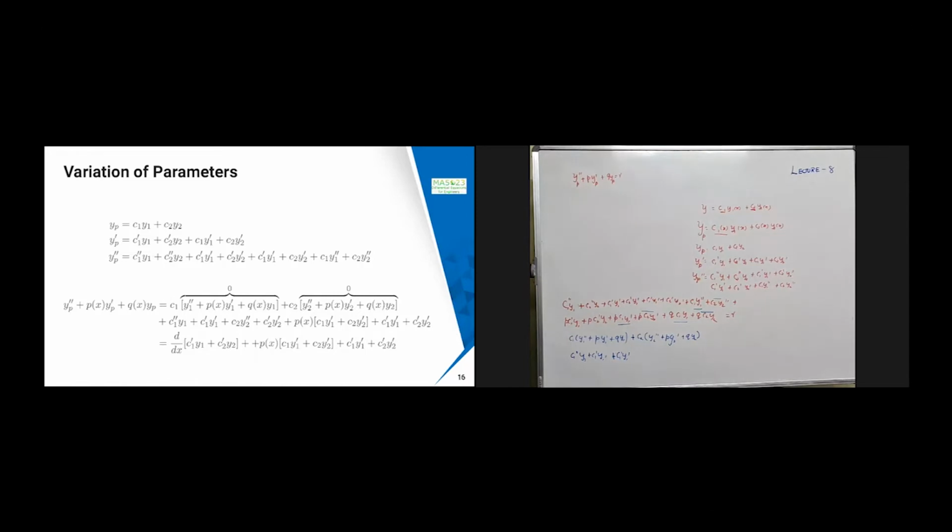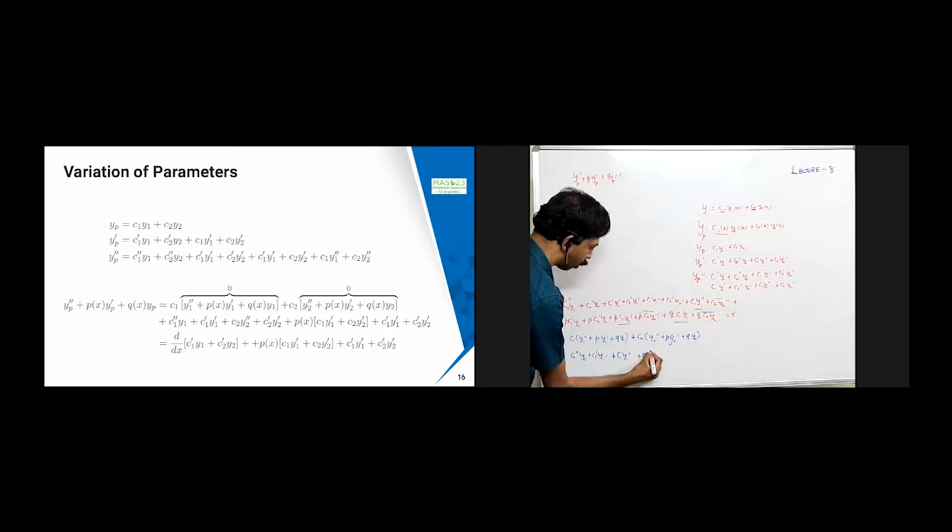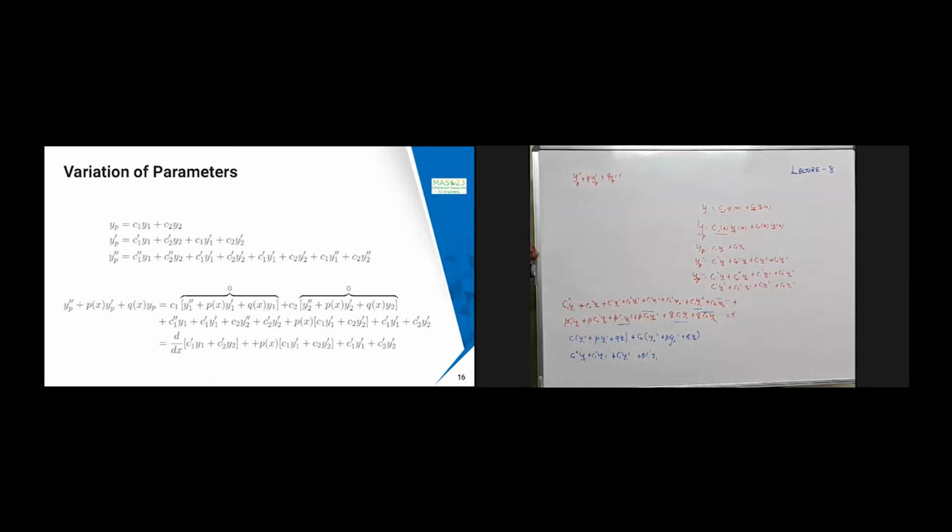And then I have this one, p c1' y1. So I'm going to have p c1' y1. And then I have to collect the c2 terms. I have the same kind of thing: c2'' y2 plus c2' y2', and again plus c2' y2'. And then here I have plus p c2' y2. So these are the terms I have.